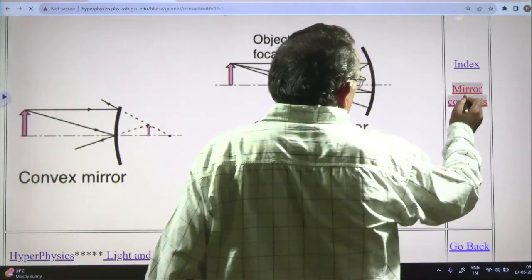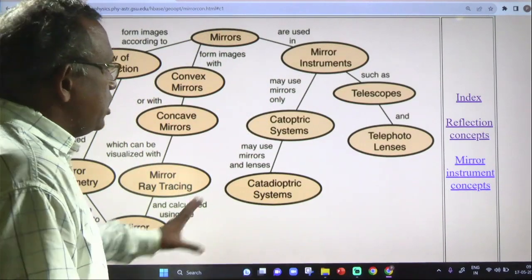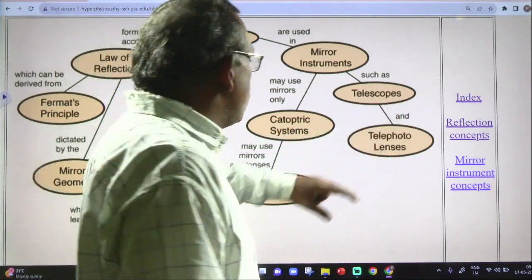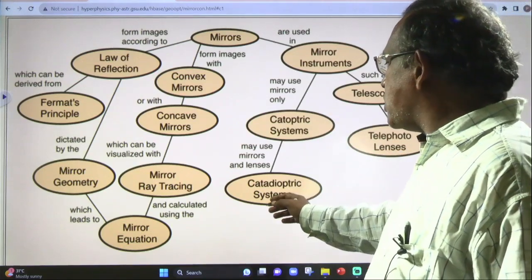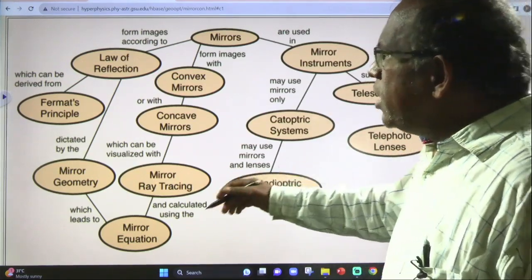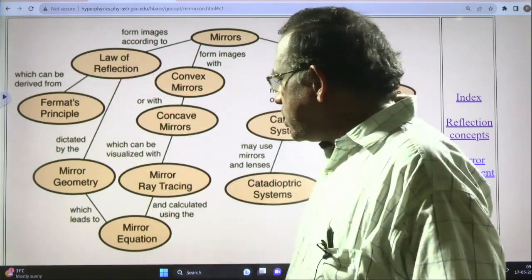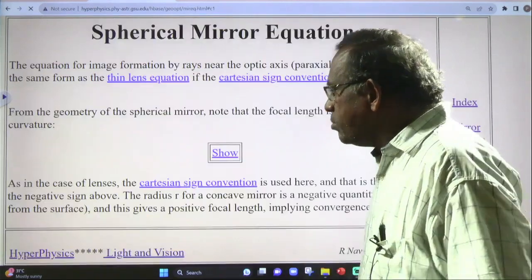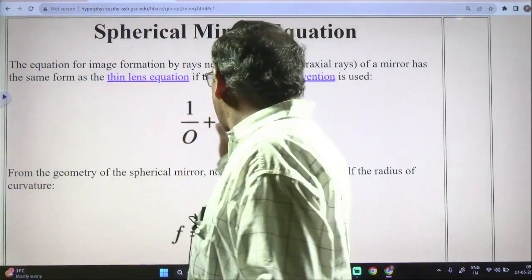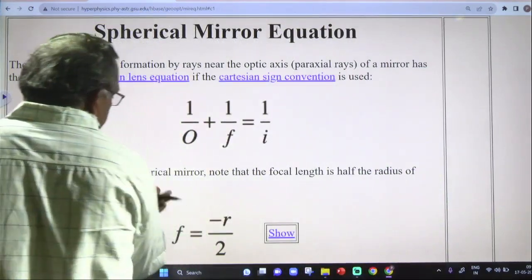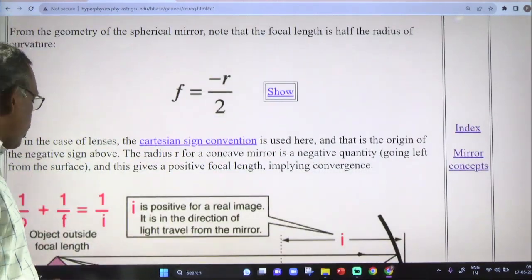Coming to the mirror instruments, these are different mirror instruments like telescopes, telephoto lenses, and catoptric and catadioptric systems. And there is a principle used in the law of reflection, Fermat's principle. We'll discuss it later. The mirror equation: 1 by object distance plus 1 by focal length is equal to 1 by image distance. The focal length f is equal to R by 2, so R is equal to 2f.